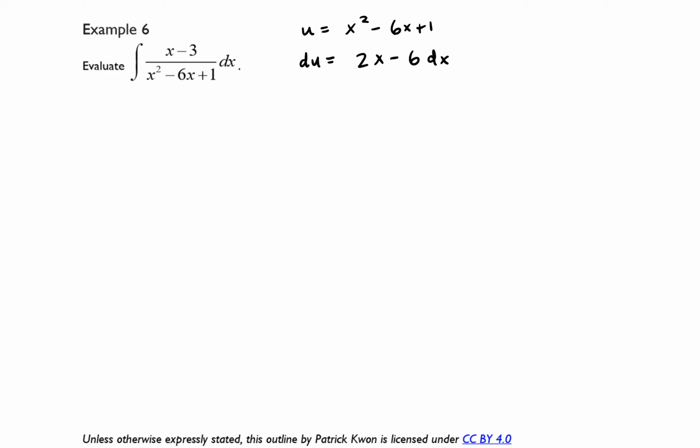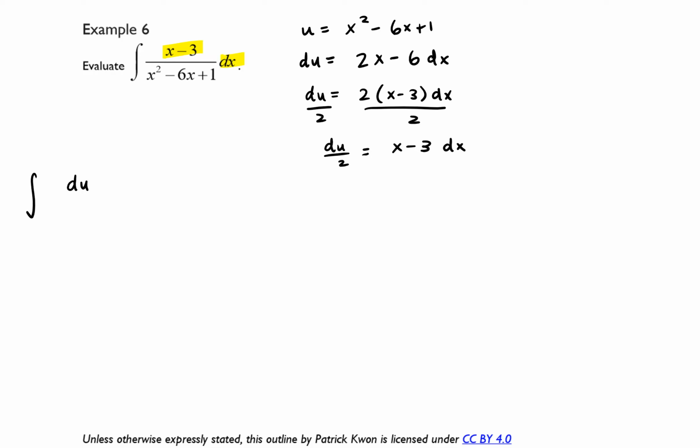However, what I could do is factor out a 2 here. So I could do du equals 2 times x minus 3 dx, and then if I divided both sides by 2, then we'd see that du over 2 is equal to x minus 3 dx. And I have an x minus 3 dx here, so I can replace that all with du over 2. So I'm going to rewrite my integral as du over 2, and then the rest of it is just 1 over u. Maybe I'll put this on the other side, 1 over u times du over 2.